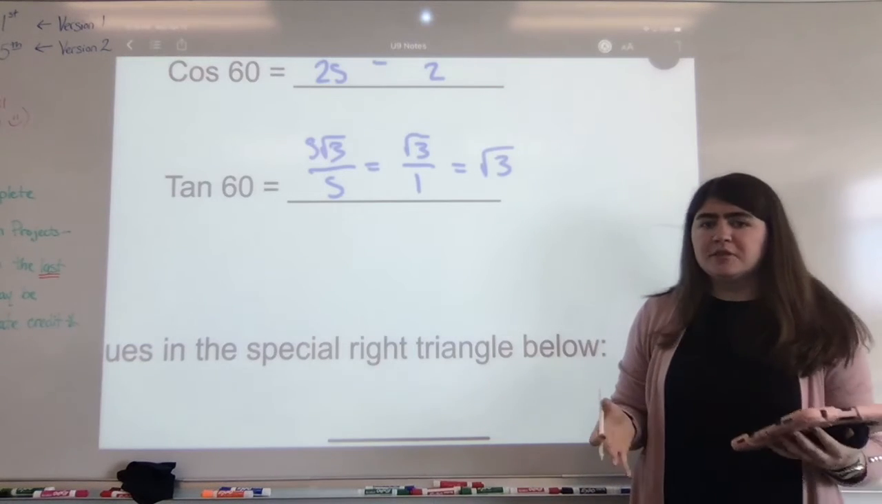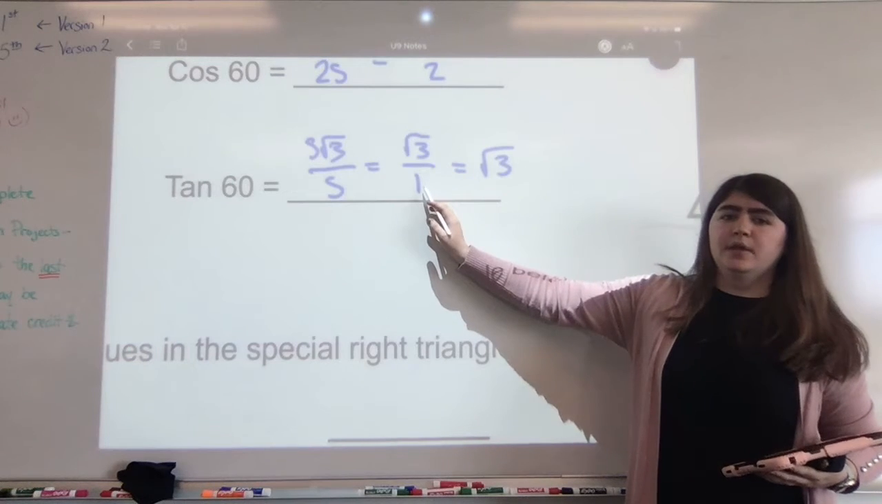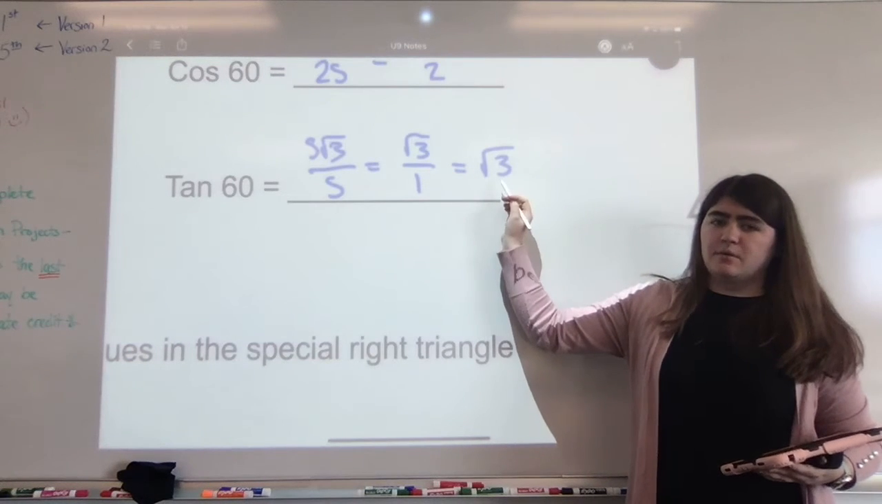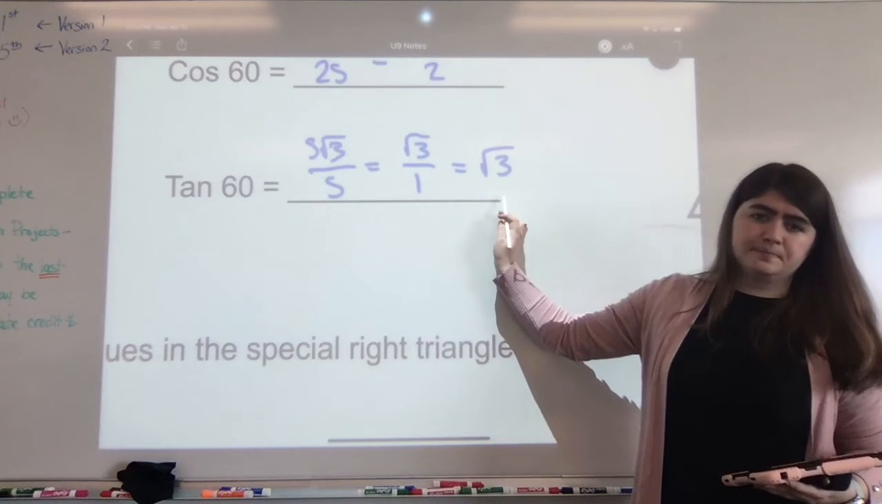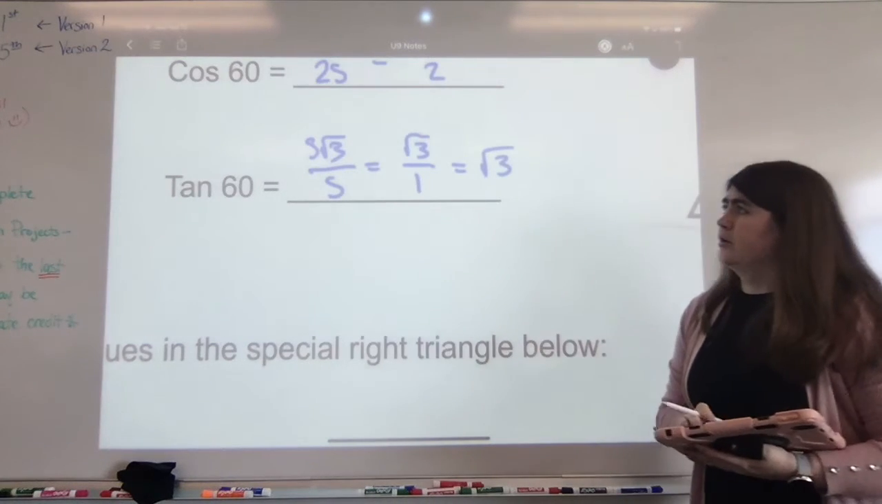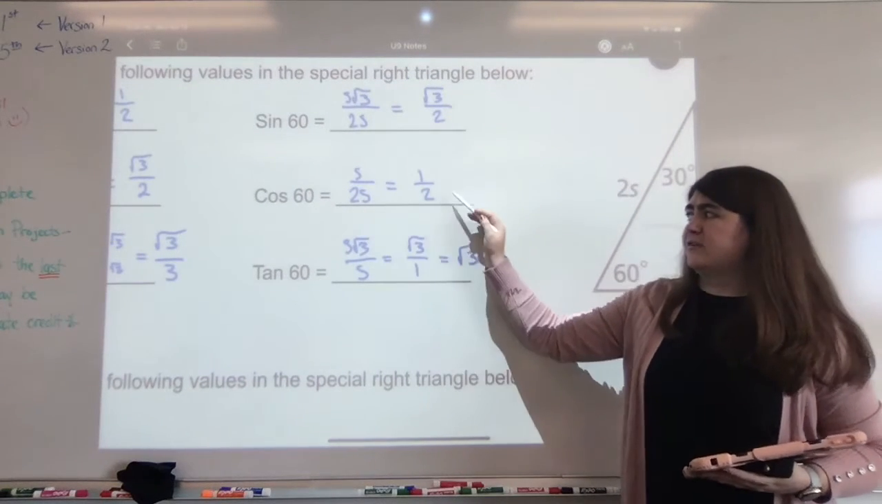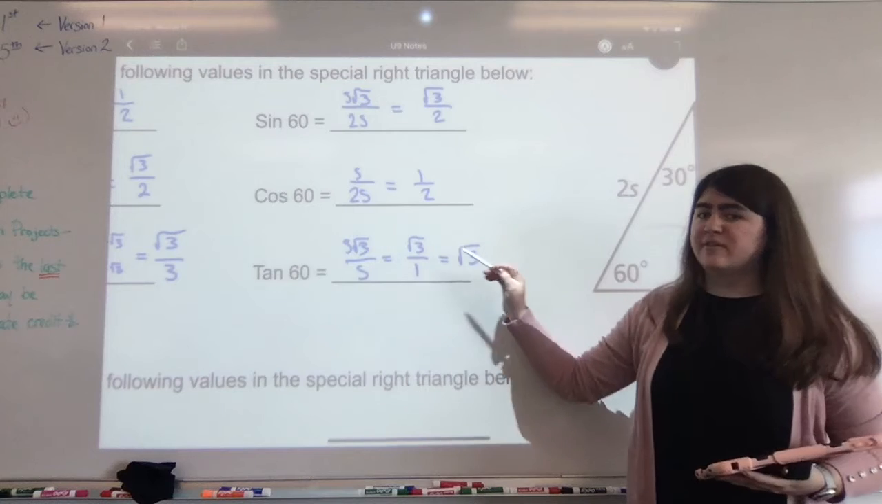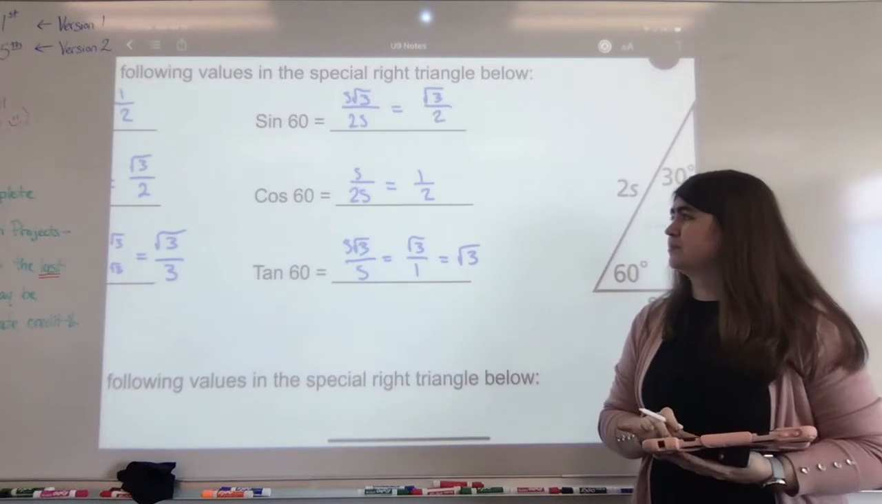If it helps you to think of it as a ratio, then I would write it as the square root of 3 over 1. If you understand that this is a ratio and is over 1, then it is fine to write that as the square root of 3. All right, so sine of 60 is the square root of 3 over 2. Cosine of 60 is 1/2. Tangent of 60 is the square root of 3. And those will be true every single time.